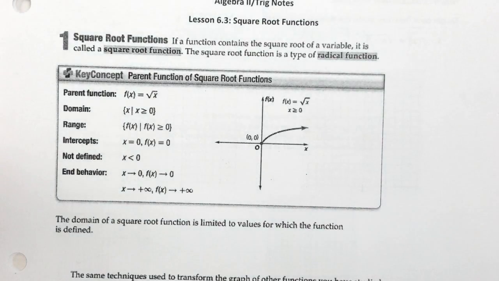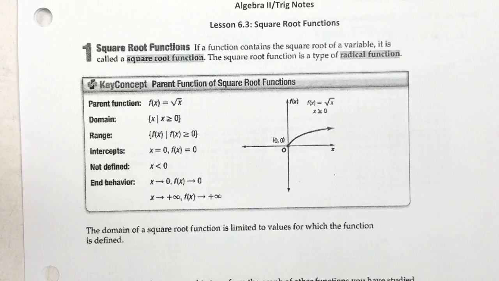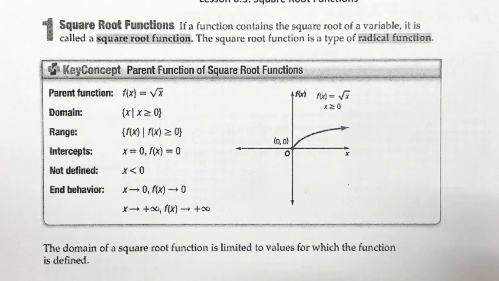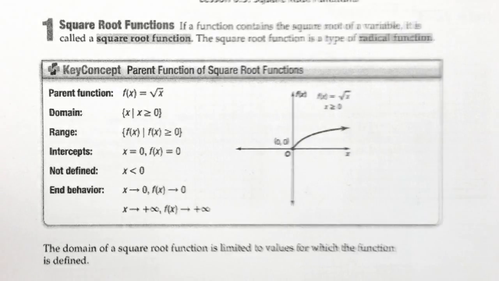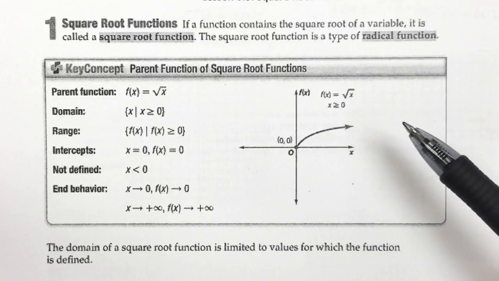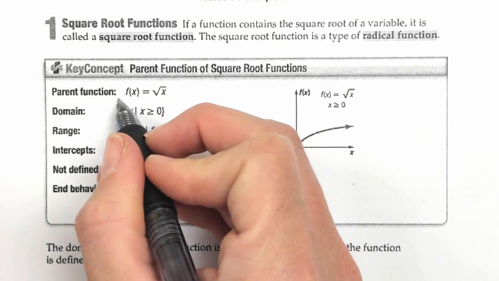Okay, so today is all about square root functions. A square root function contains the square root of a variable, and the square root function is a type of radical function. And here's what the parent graph looks like, the original without any transformations. This would be the example of the parent function.